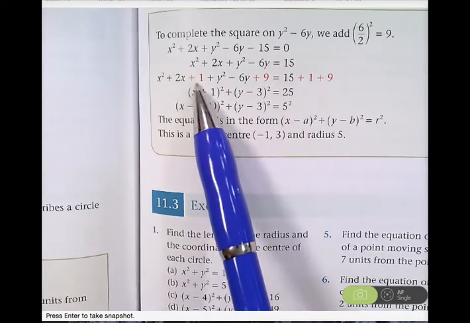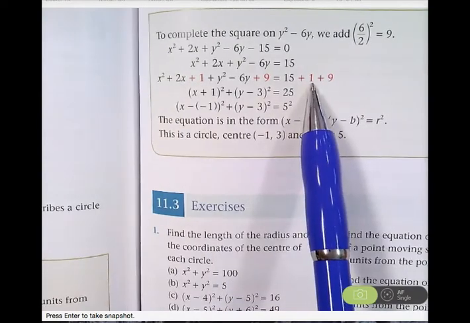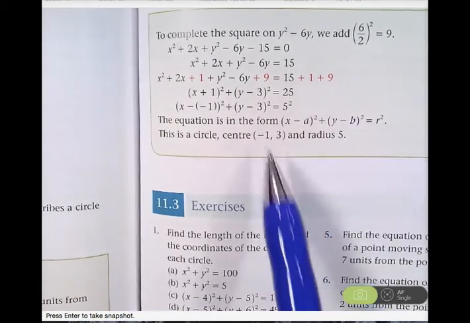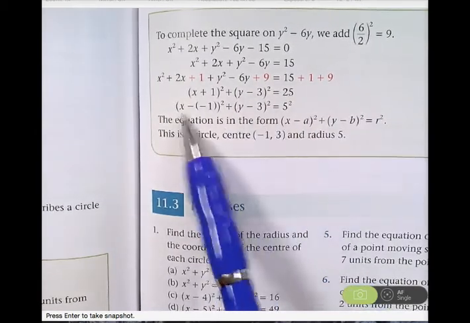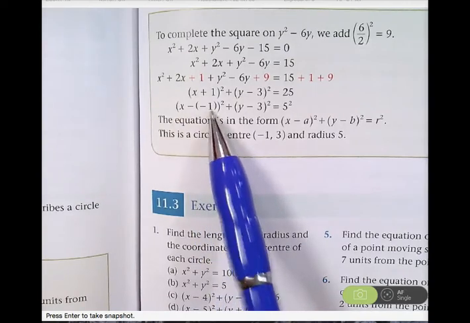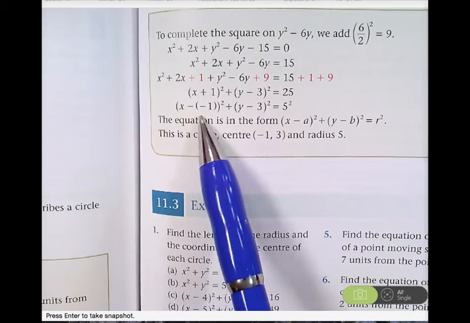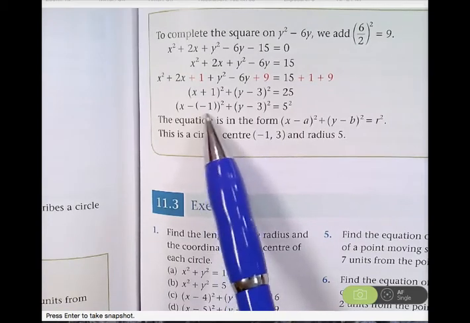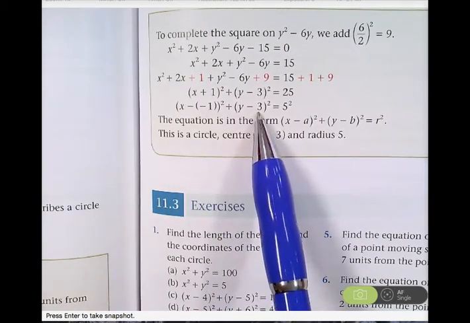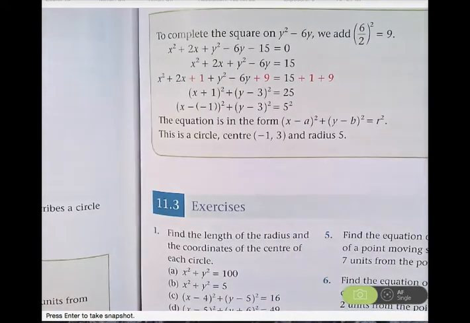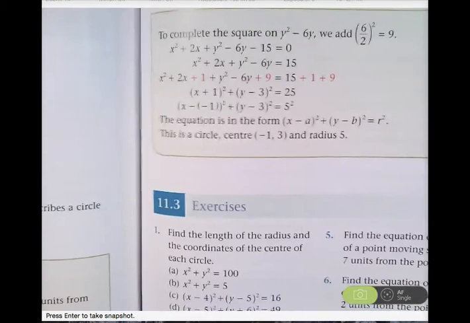So you know how you're completing the square by adding 1? You add 1 to both sides. Complete the square by adding 9, you add 9 to both sides. Then you write it in the form (x − a)² + (y − b)² = r². So we say, therefore, this is a circle with centre (−1, 3), radius 5. Okay, so we're going to do some ourselves now.